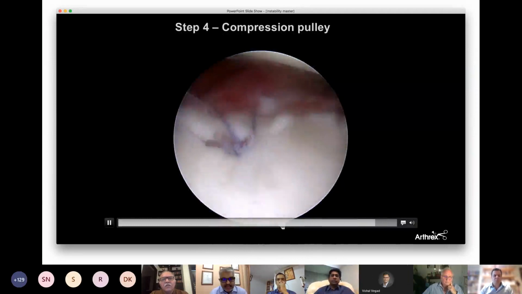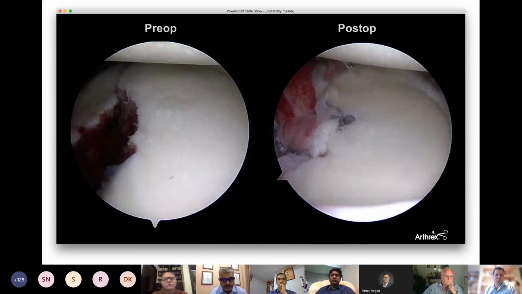Next slide, please, Mark. So that's the pre-op on the left of your screen, and that's the post-op image, which shows restoration of the bony anatomy and an acceptable reduction.